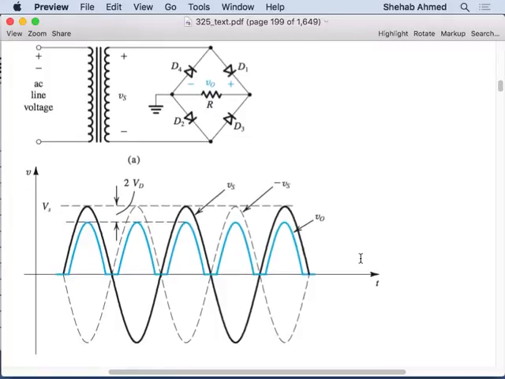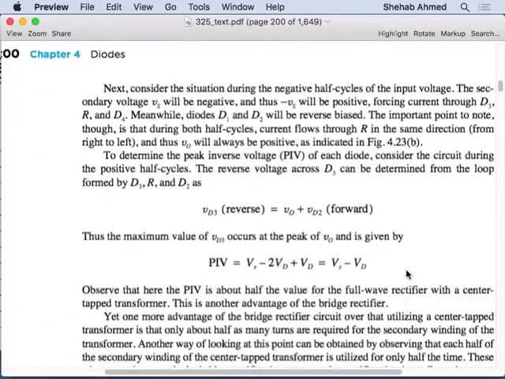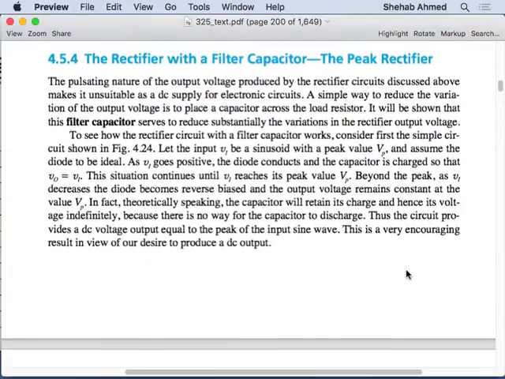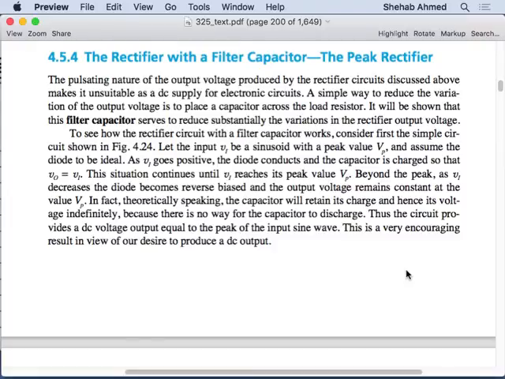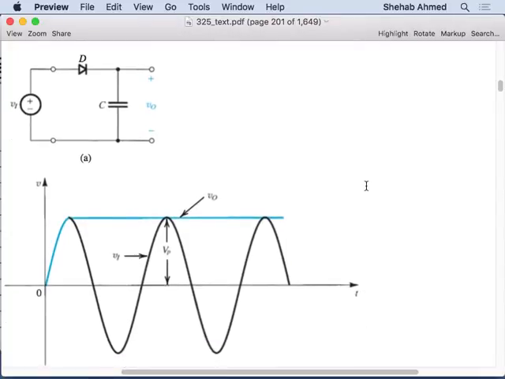Okay, so that's the full wave rectifier. Now it's the rectifier with the filter capacitor. I think we will cover this in 438 in a lot of detail. So basically the idea is, we had the half wave rectifier, right? The half wave rectifier gave me this half wave output. But now I put a capacitor and I didn't put a load. What's going to happen? When this diode conducts, I'm putting this capacitor across my source.